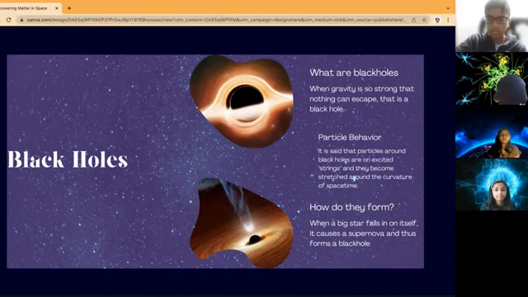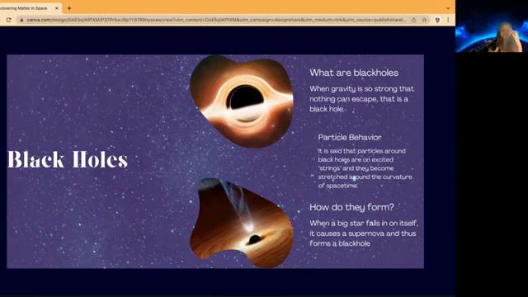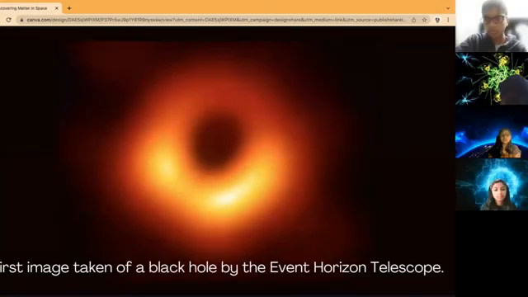Black holes are when gravity is so strong that nothing can escape, even light. Their particle behavior, like the black holes, are unexcited strings, and they become stretched around the curvature of space-time. They form when a big star falls in on itself and causes a supernova. Then it creates a black hole because it is so dense. This is the first ever image of a black hole.